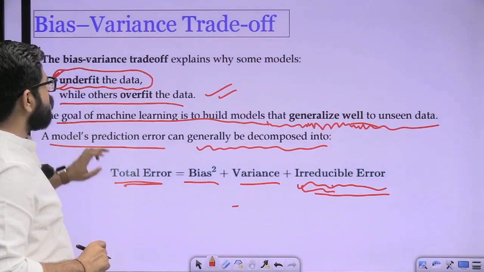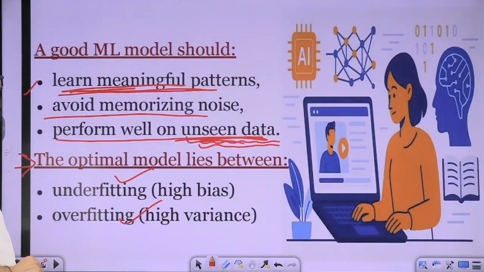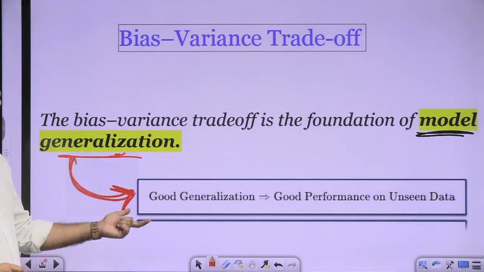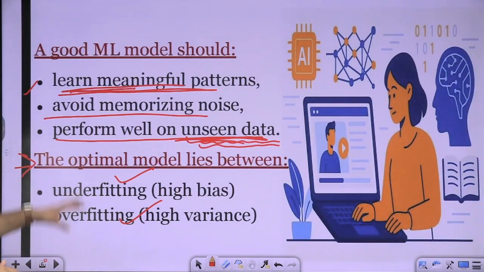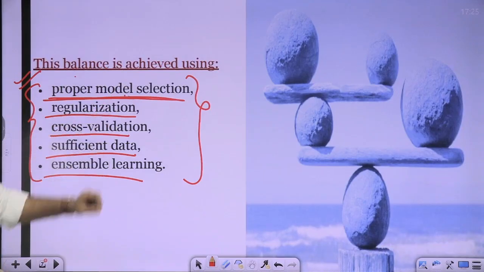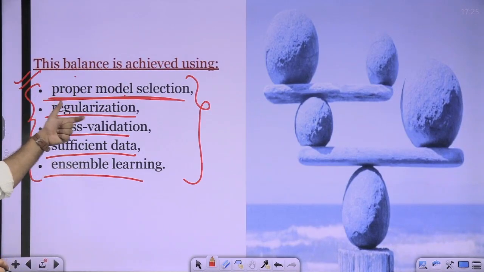Okay, so I hope we have started with the bias-variance trade-off. Just keep in mind that model generalization will be there. What is generalization? Good performance on the unseen data we have. Then we need to proceed with what exactly your ML model looks like. A good ML model means the optimal model. This balance is achieved using particular techniques, such as proper model selection.